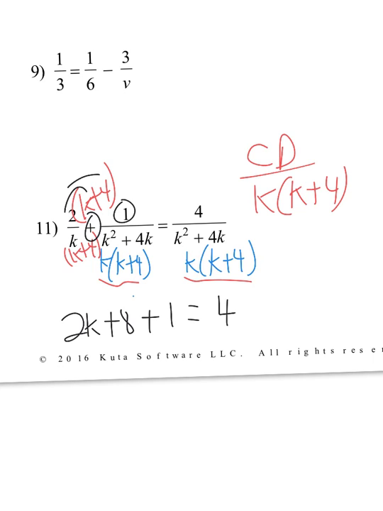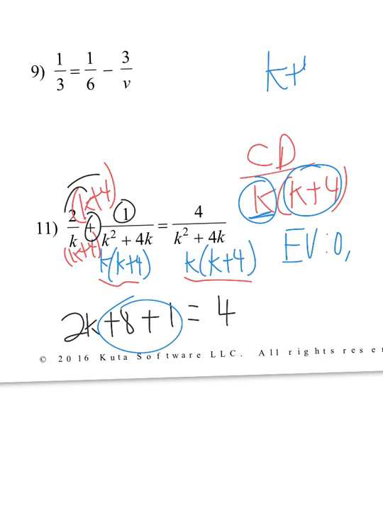So I'm going to go ahead and combine these. And by the way, our excluded values here are what makes the denominator 0. So if this is a monomial k, one of the excluded values is 0. And if I set k plus 4 equal to 0, subtract 4, so the other one is negative 4. Now if I would get either of those answers when I solve this, I would have to throw them out. We call those extraneous solutions.